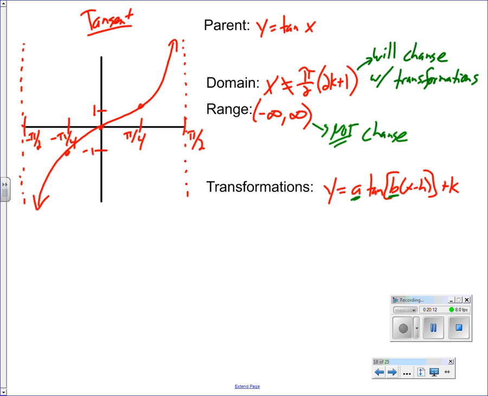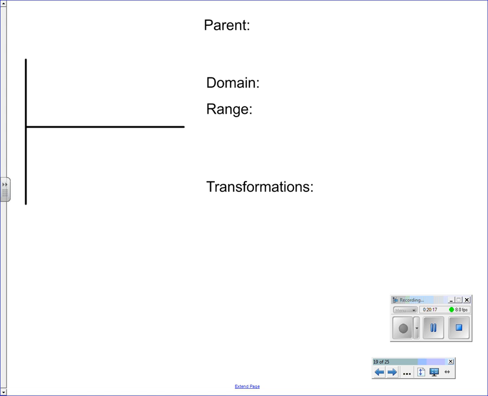So the last three we have to do are three reciprocal functions. The first one is cotangent. Remember that tangent is sine over cosine. Cotangent is the reciprocal of tangent, so it's cosine over sine. The domain for tangent is restricted by where cosine is 0. The domain for cotangent is restricted by zeros for sine.